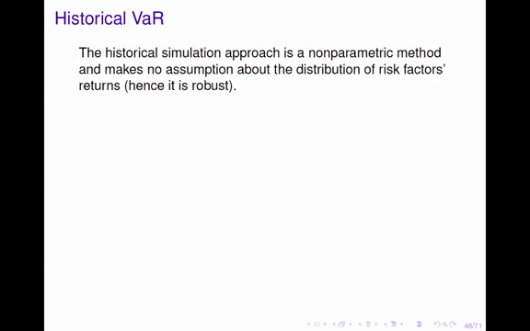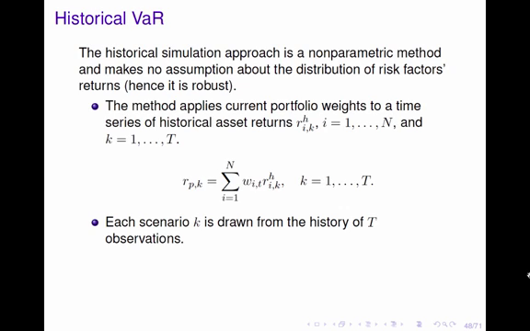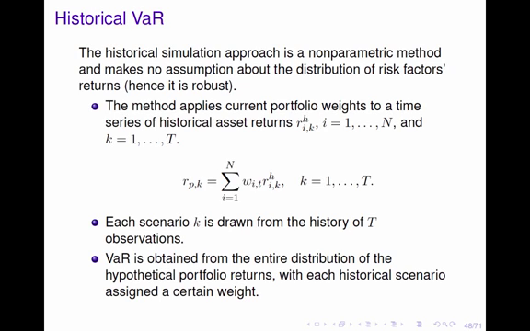Next, we'll talk about the historical simulation approach. It is a non-parametric method and makes no assumption about the distribution of risk factors' returns. Hence, it is robust. The method applies current portfolio weights to a time series of historical asset returns, denoted by R_{i,k}, with superscript h, meaning the return is calculated using the historical data. Here, i refers to the ith asset or risk factor, and k refers to the case observation. Each scenario k is drawn from the history of t observations. VAR is then obtained from the entire distribution of the hypothetical portfolio returns, with each historical scenario assigned a certain weight.